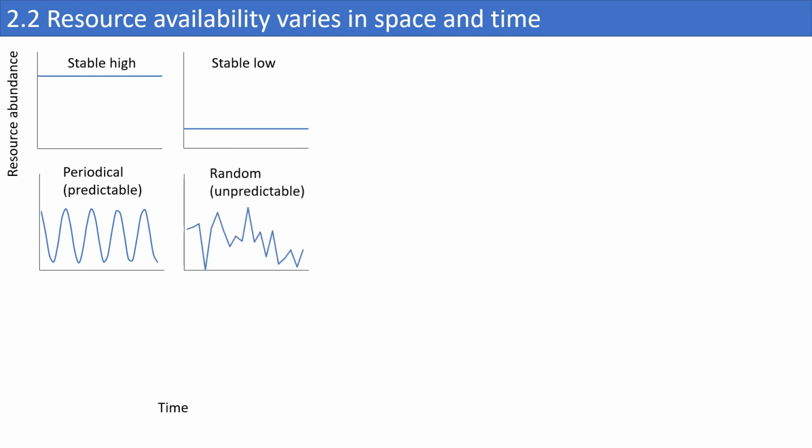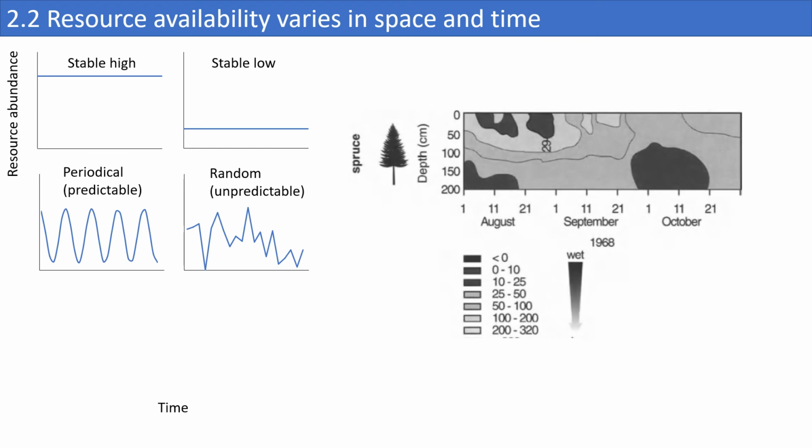Other resources vary in an unpredictable manner. This plot shows the availability of soil water over the summer season in a spruce forest. Dark patches correspond to high water availability. You can see how water availability changes in an unpredictable way from one month to the other, because the distribution of dark and light patches over time does not follow any particular pattern.